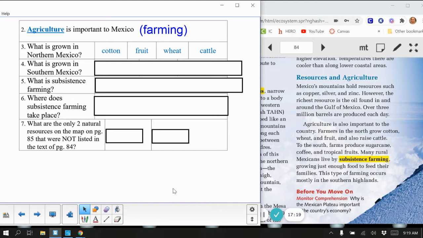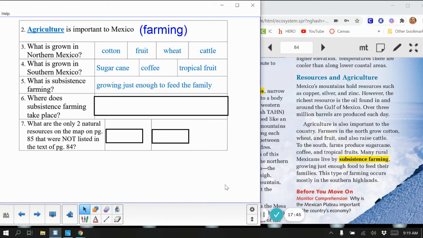All right, so then what is grown in southern Mexico? To the south, farms produce sugarcane, coffee, and tropical fruits. Sugarcane, coffee, tropical fruit. And then we're going to define subsistence farming. So subsistence farming means growing just enough to feed their family.